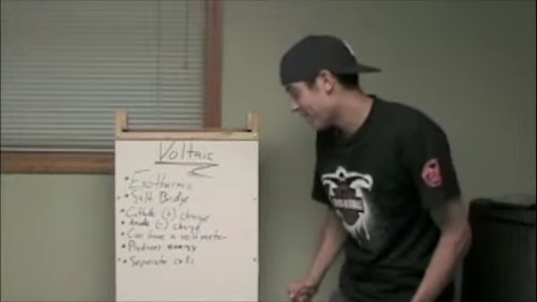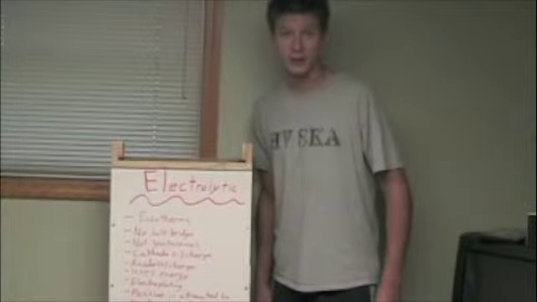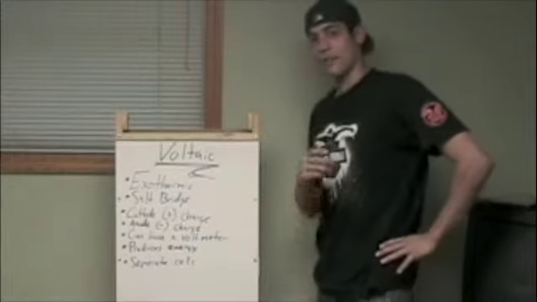The voltaic can have a voltmeter. Electrolytic, anode has a positive charge. The voltaic produces energy. Electrolytic is used for electroplating. Electrolytic uses energy.